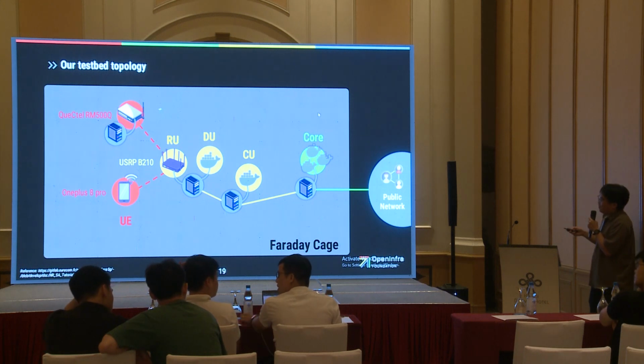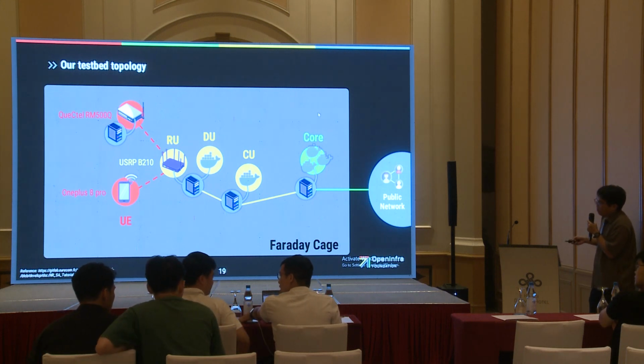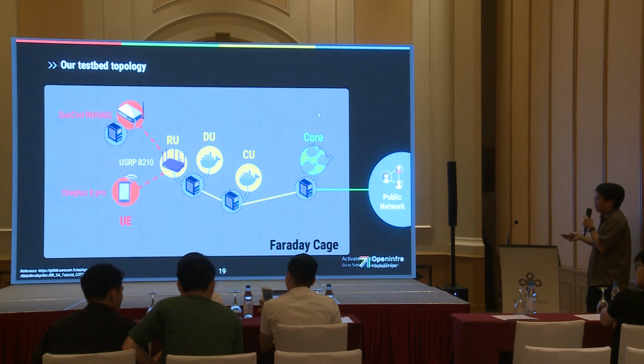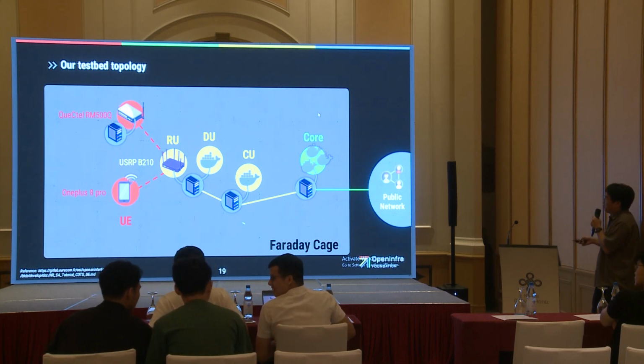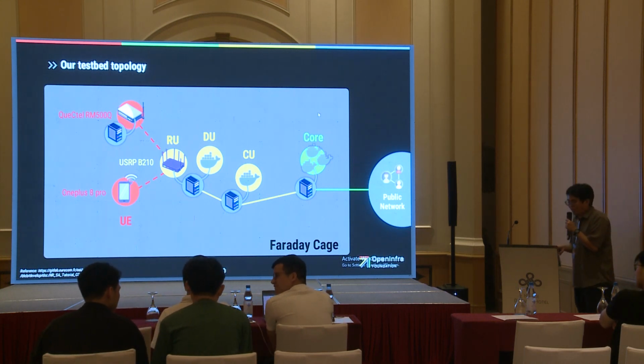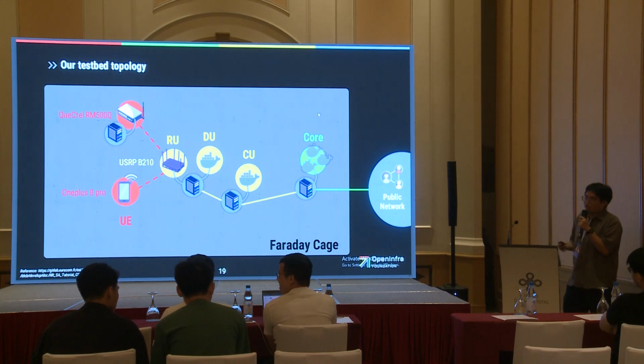You can expect that in the next generation, maybe 6G, every network processing will be done on the cloud. This is the big picture of what the big companies are trying to do. They try to virtualize every 5G component.